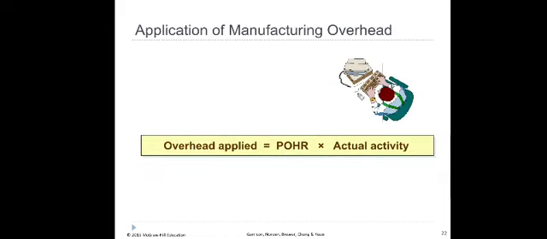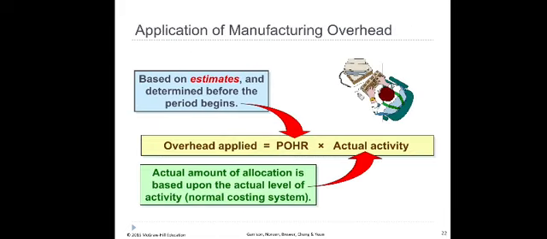So I will show you the most important thing. After you have calculated the predetermined overhead rate, you have to calculate the applied overhead for the job. How to calculate applied overhead for the job? Applied overhead equals the predetermined overhead rate times the actual activity, or actual allocation base. You will see how to calculate this in the sample question.